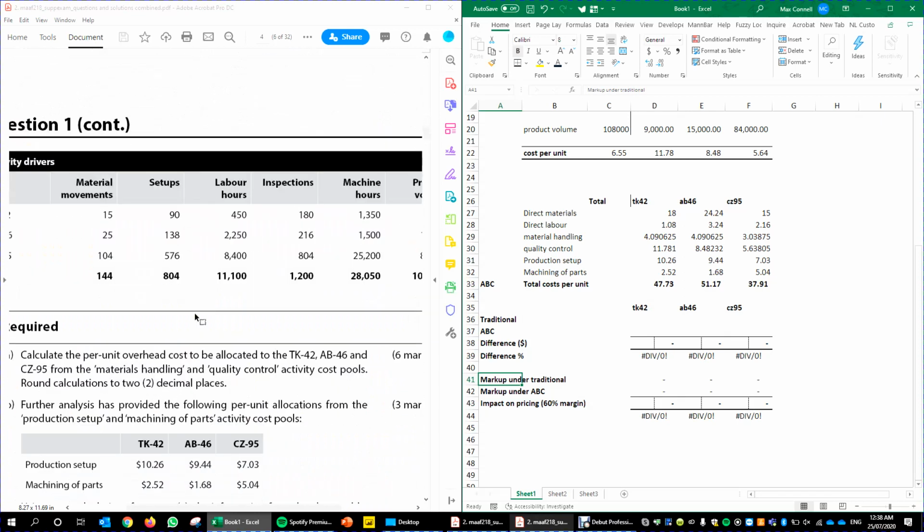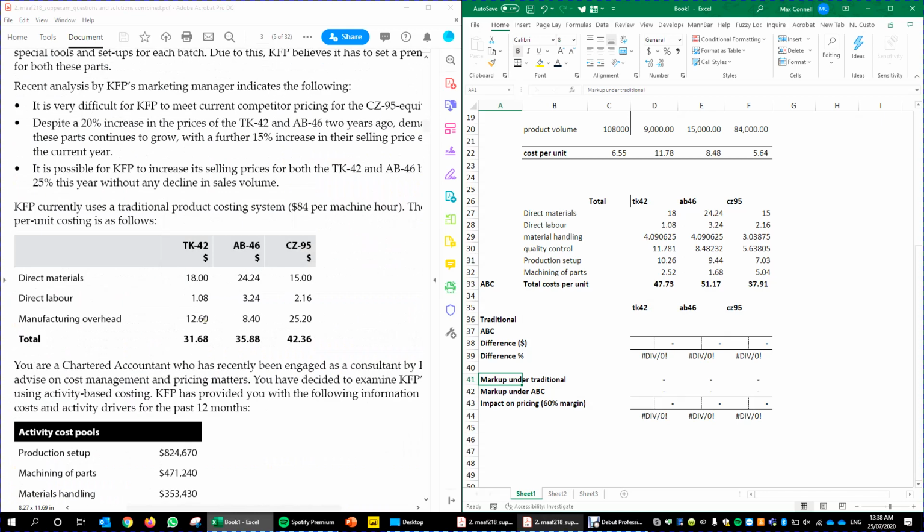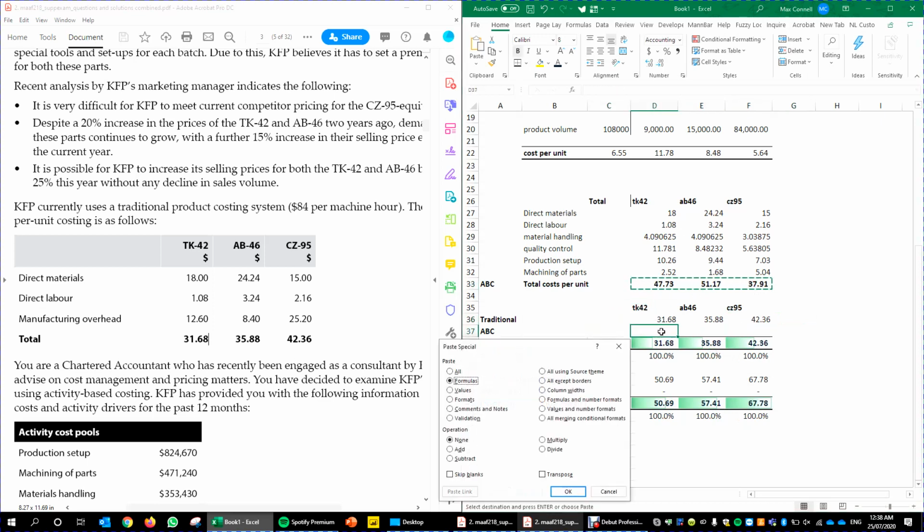So first of all, let's insert the traditional costing amounts for each of the products. We know that these are the amounts in here for the traditional: 31.68 for TK42, 35.88 for AB46, and 42.36 for CZ95. And for ABC, we already calculated up here from the previous question that these are the amounts here.